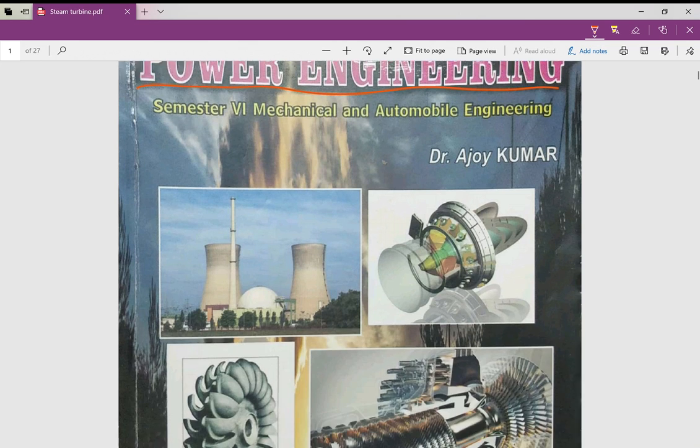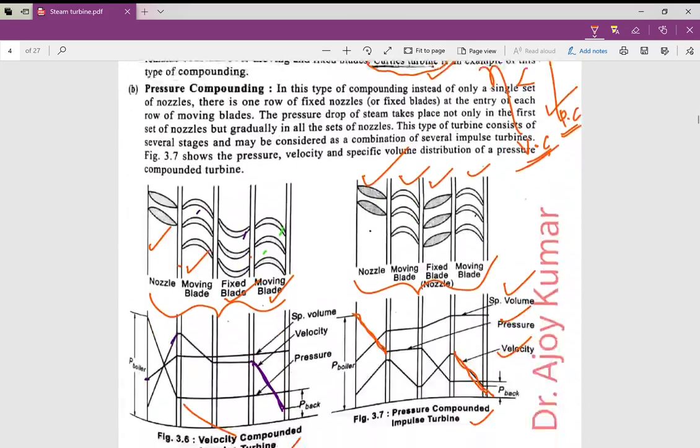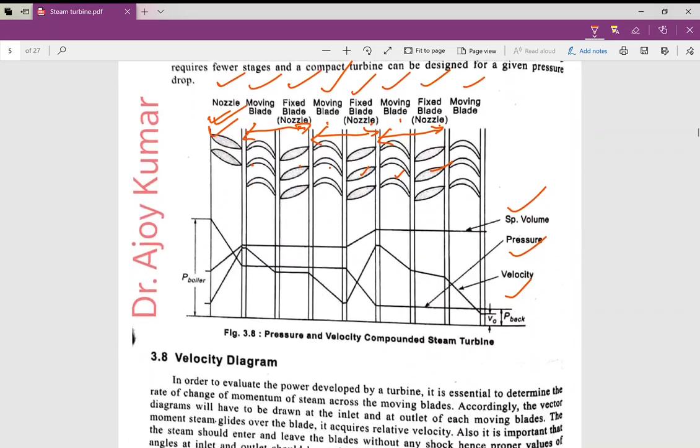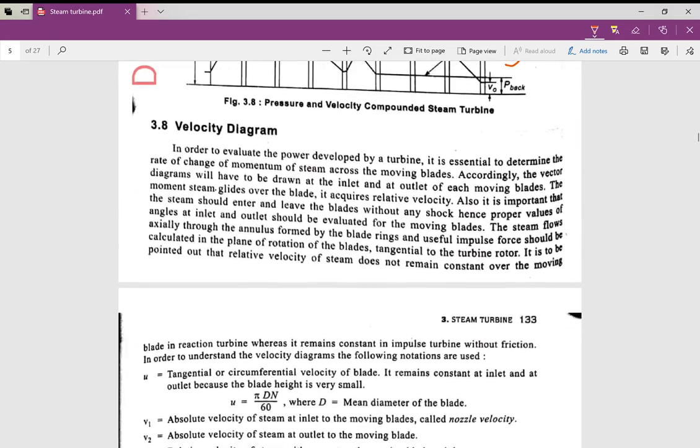So, let us directly move to the velocity triangle of a steam turbine, which is very essential as far as numerical solving is concerned. So let us start with the velocity diagram.